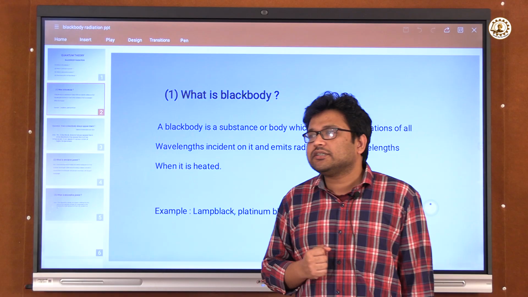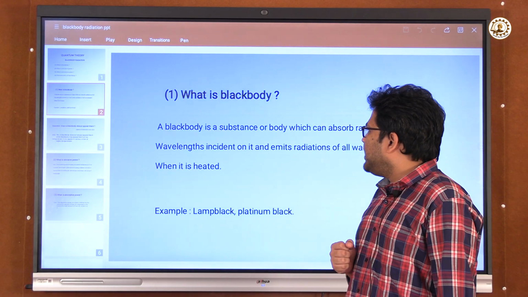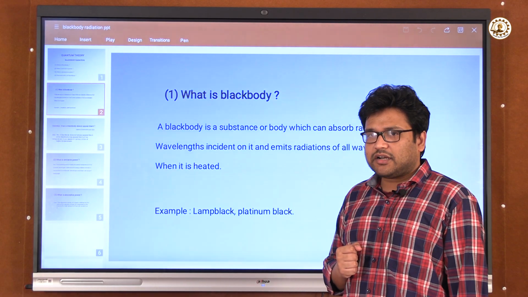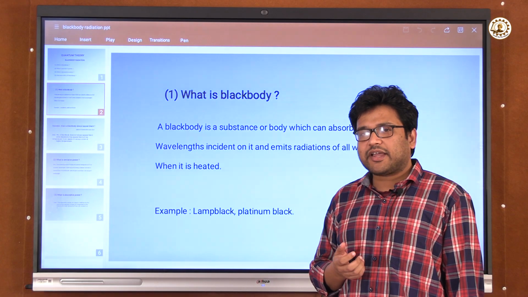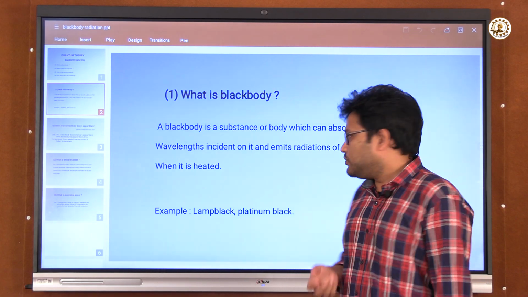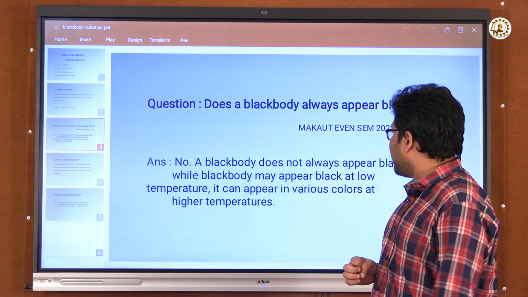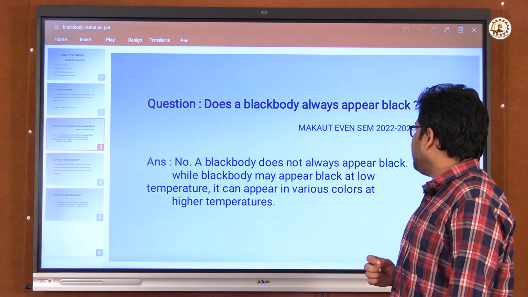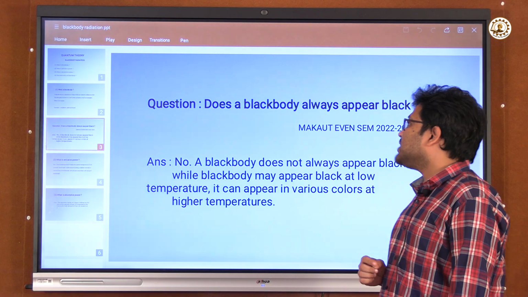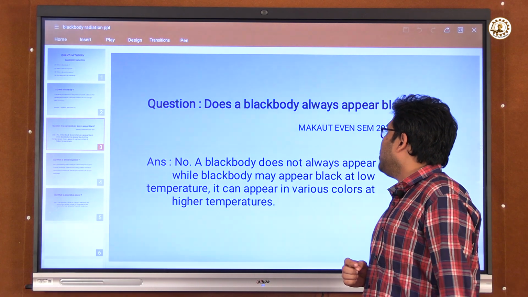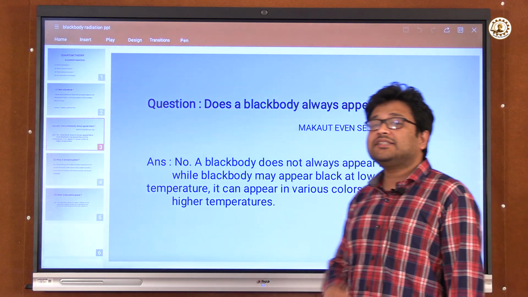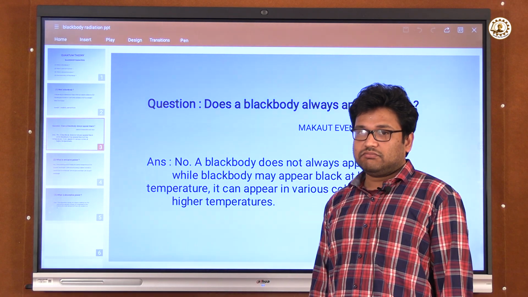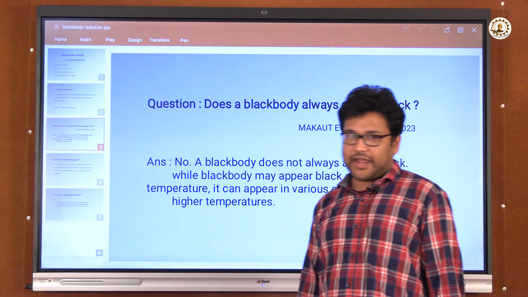Now one may ask, the name is blackbody, then what should be its color? Is it always black? The answer is no. This question came in the even semester examination in the year 2022-23. The question was, does a black body always appear black? The answer is no. A black body is not always black.